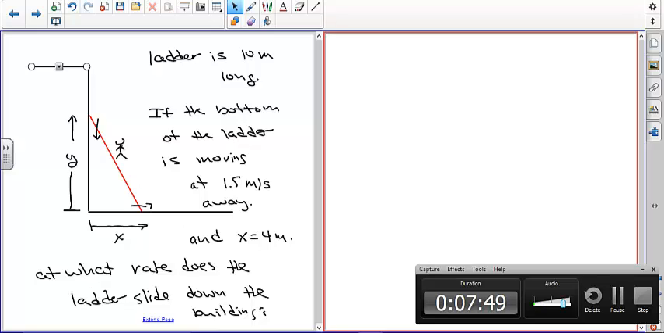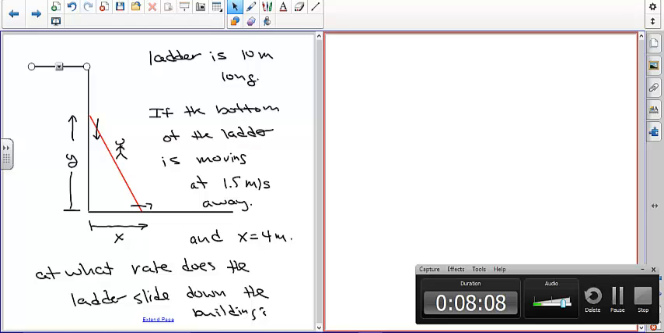from the wall at a rate of 1.5 meters per second. So x is getting larger. And we're asked, at x equals 4 meters, how fast is the slide going down the building? Okay, so that's the problem.